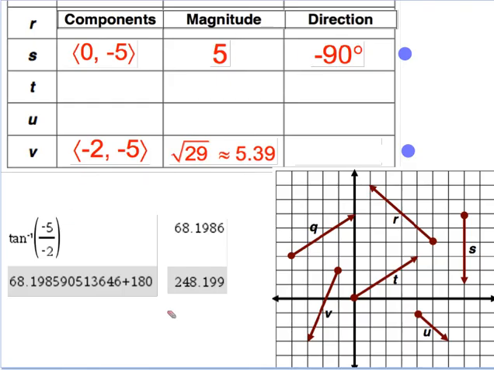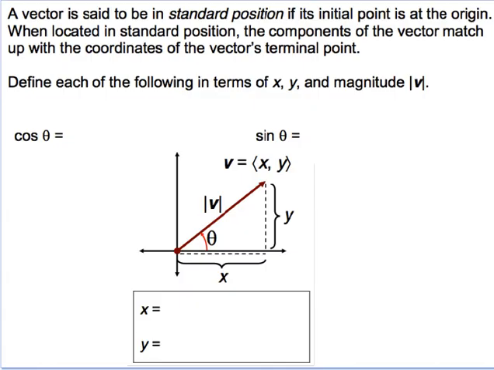So I hope you guys saw how we did that. Let's look in our notes again. A vector is said to be in standard position if the initial point is at the origin. When located in standard position, the components of the vector match up with the coordinates of the vector's terminal point. Define each of the following in terms of x and y and magnitude. So let's think back to our unit circle.